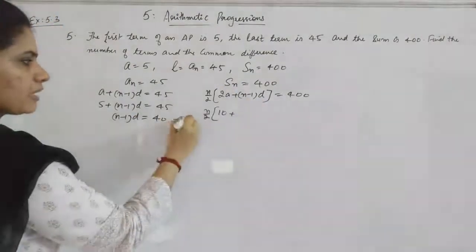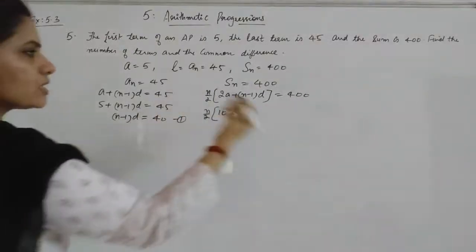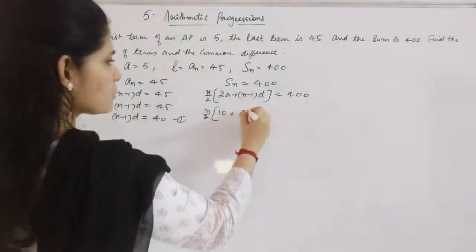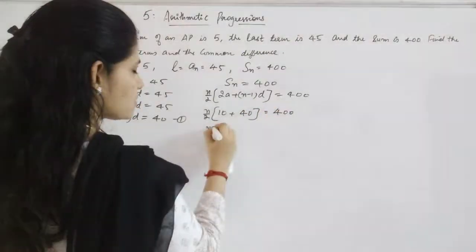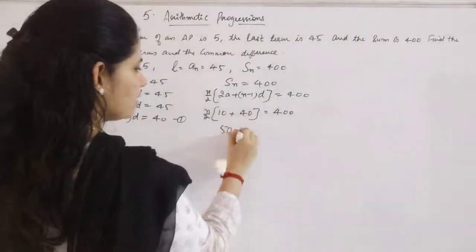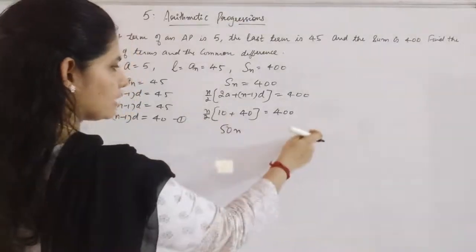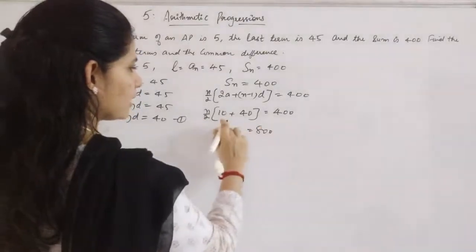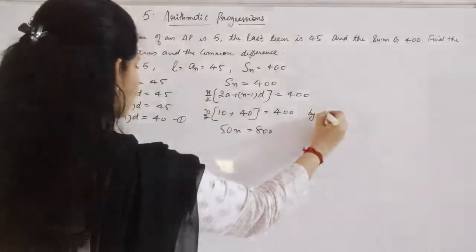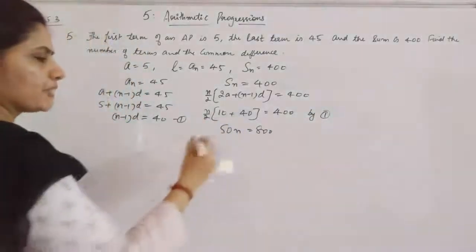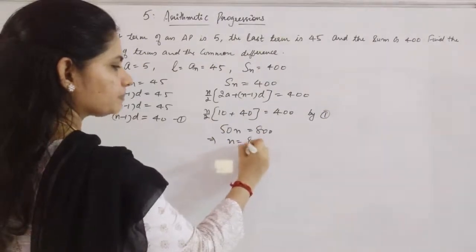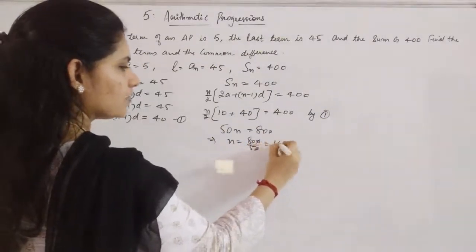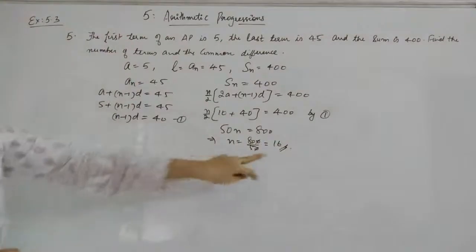Suppose I am writing it as equation number 1, and I am using equation 1 here, so that this will become n into 10 plus 40 equal to 400, or n into 50, so I can write 50n is equal to 800, since the 2 I have taken there. And here by equation number 1 I have got this 40. Now what is n equal to? It is 800 by 50, so it will give you 16. So you got the value of n here.